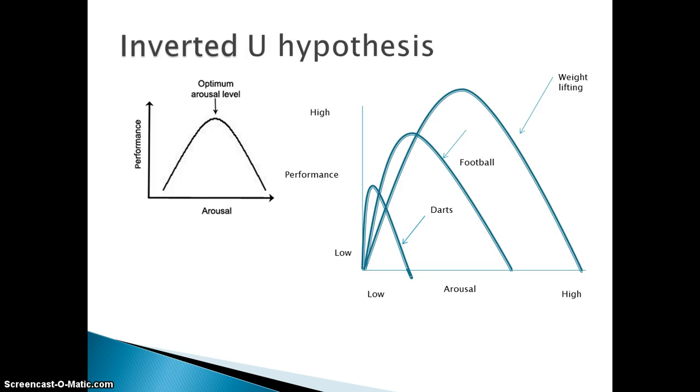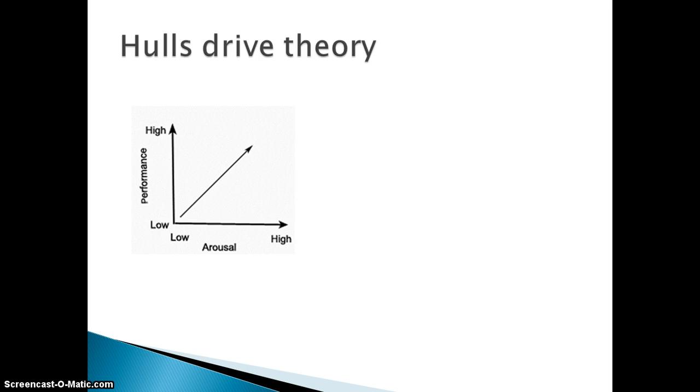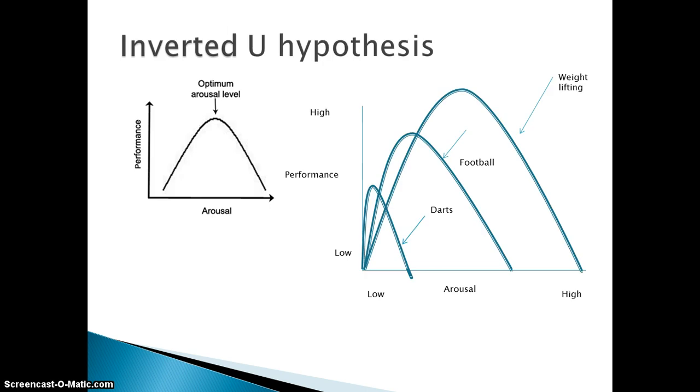Inverted U hypothesis. With Hull's drive theory, it shows a positive correlation between performance and arousal. This theory would be for sports that require a massive arousal, such as weightlifting. So if you're not really that aroused for weightlifting or rugby or football, then your performance will be poor. Hence, if you are edging on medium to high, then your performance will be pretty good.